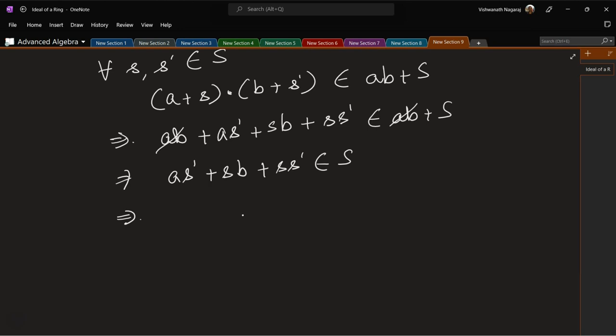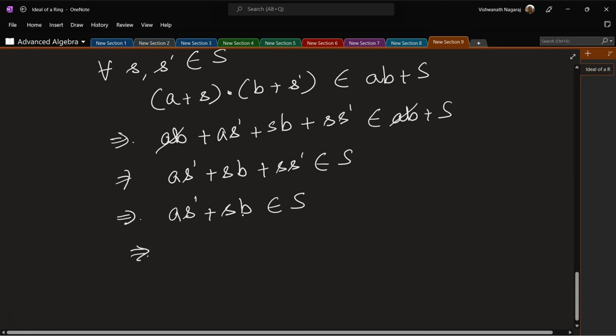Now, if we take ss prime to the other side, it gets absorbed into S. Any operation we do with an element of S, the result remains in S. So which means as prime plus sb belongs to S. When will this be true? When will as prime plus sb belong to S? When both of them individually belong to S. So which implies that as prime belongs to S and sb belongs to S, right?